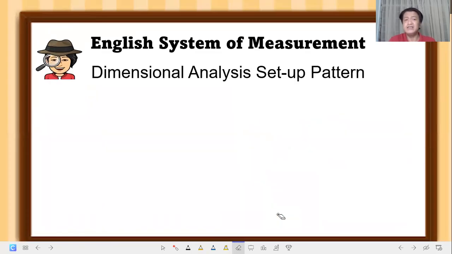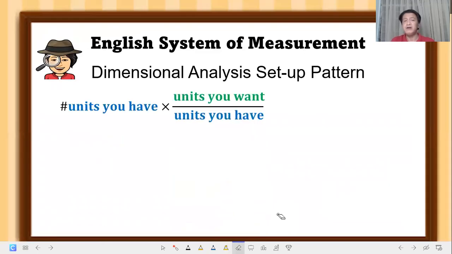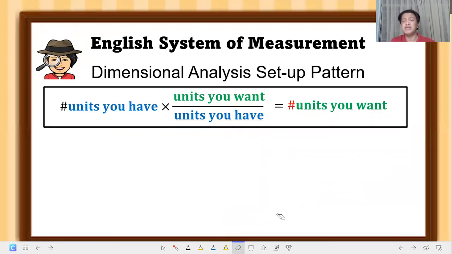Okay, let's apply using the dimensional analysis. Remember, gaya na sinabi ko kanina, meron tayong given, no? Yun yung units you have, yung number units you have, multiply natin doon sa unit fraction wherein yung units you want, yun yung magiging answer ng unit natin over the units you have. Yun yung same ng unit nung given, yung fraction sa denominator. Okay, and then makakancel yung same unit dyan, and then matitira yung units doon sa numerator. Okay, yan ang magiging pattern natin for the dimensional analysis for the conversion.